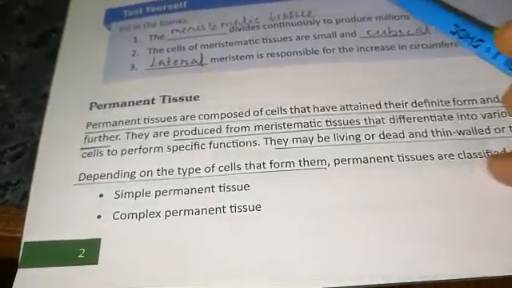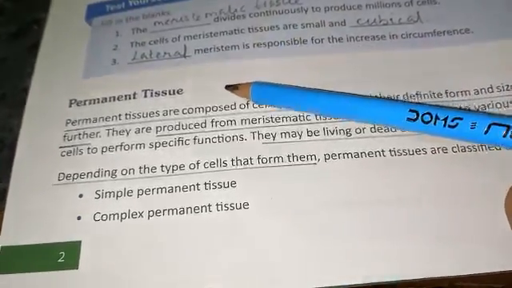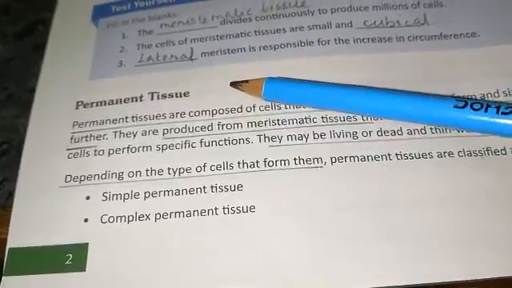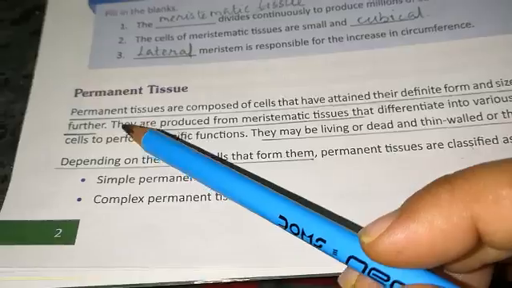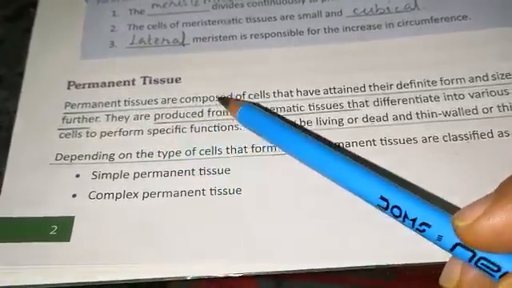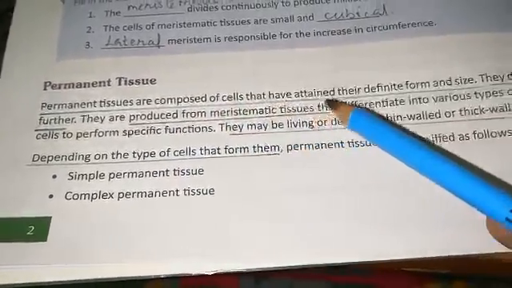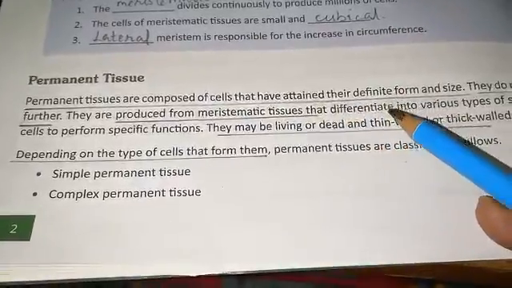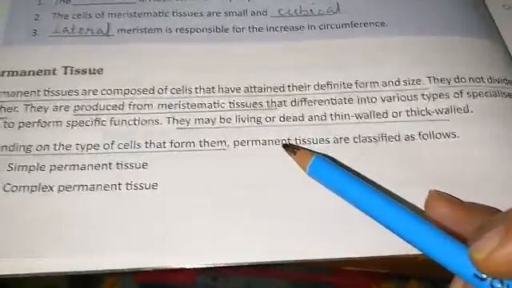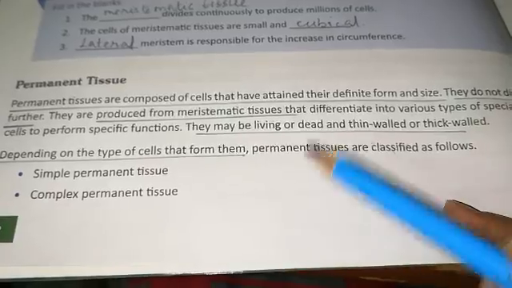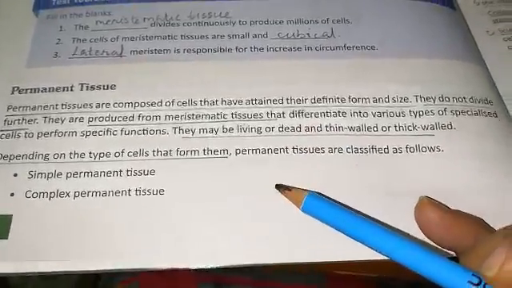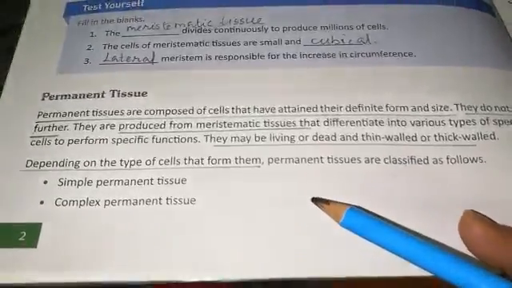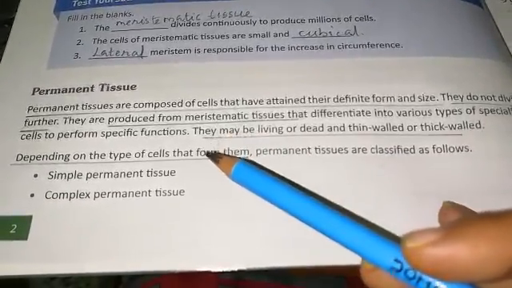Hello students. We have already seen the first type of tissue, meristematic tissue. Now we are going to see permanent tissue. These are also plant tissues that are composed of cells that have attained the definite form and size. They do not divide further. They are produced from meristematic tissues that differentiate into various types of specialized cells to perform specific functions.